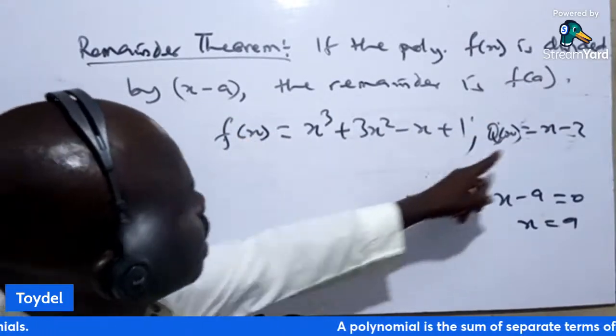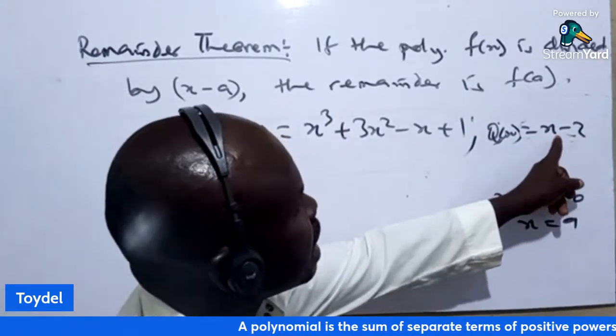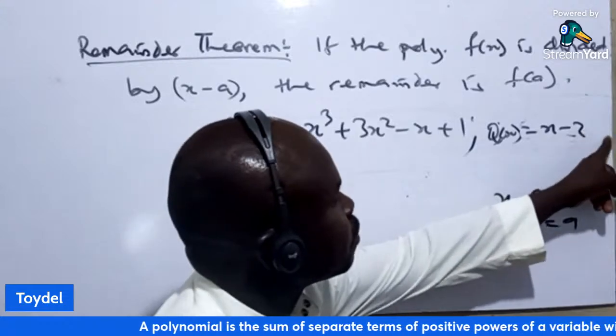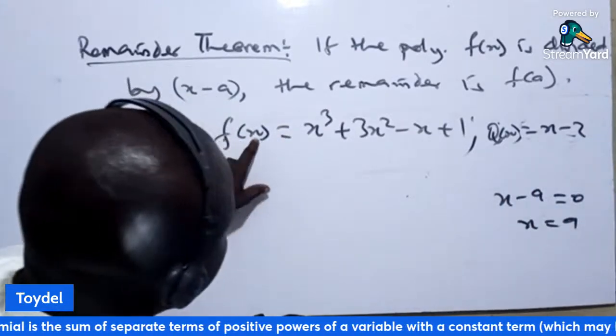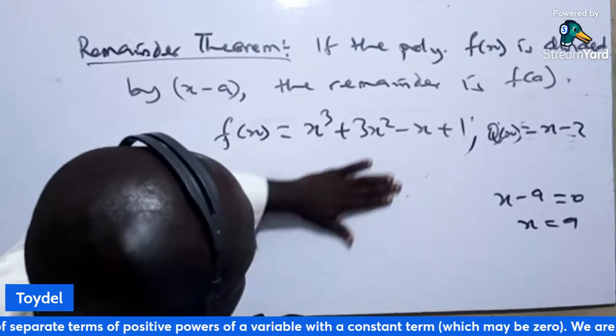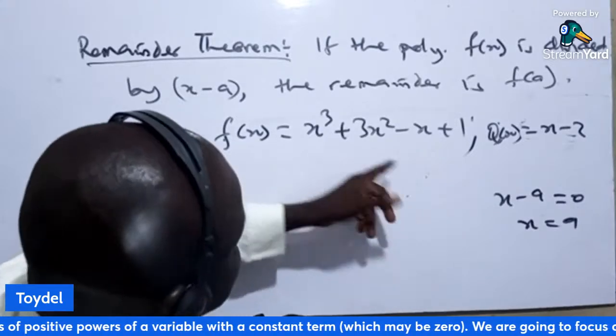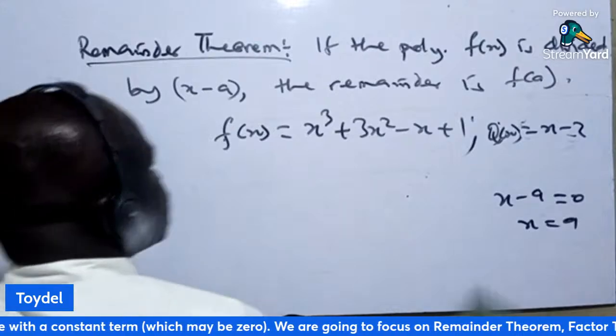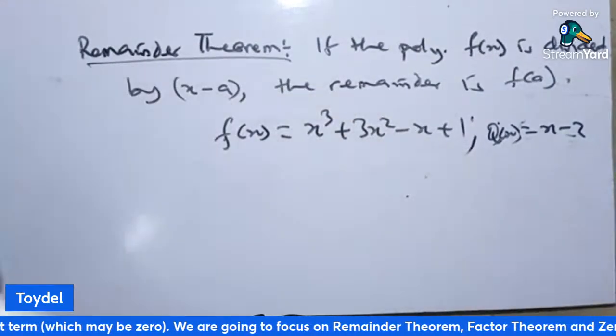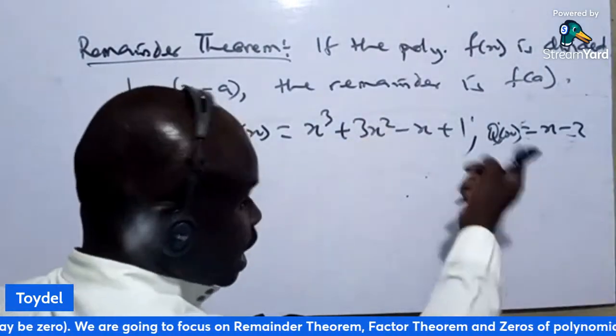Once we substitute, just like in this case, it's x minus 2. When I make x the subject of the formula, if I equate this to 0, I'm going to get x equal to 2. If I substitute f of 2, whatever I come across is called the remainder of this polynomial. And that is what the theorem says. So if I apply the theorem now, instead of using my long division method, I can get my remainder.